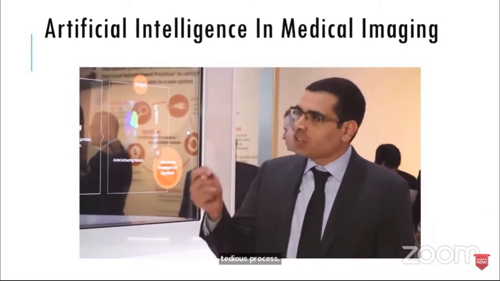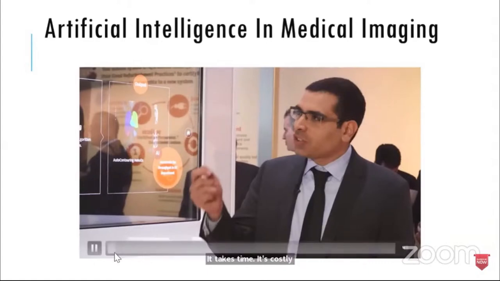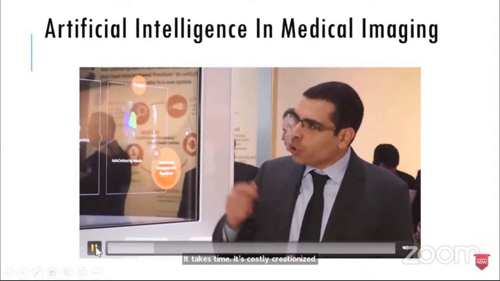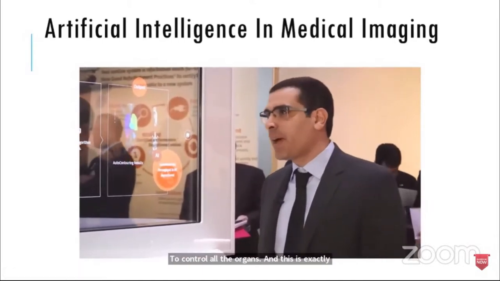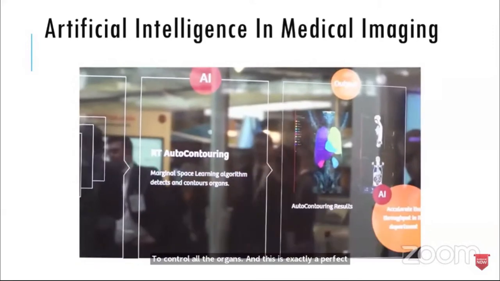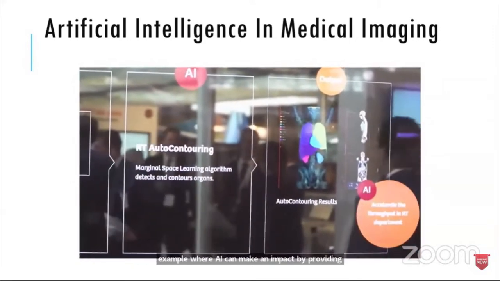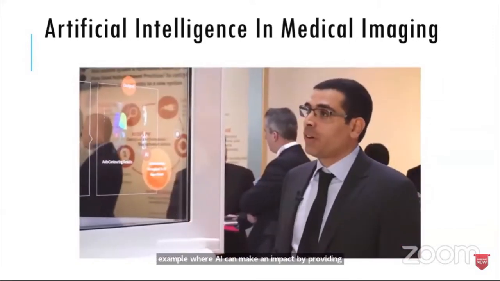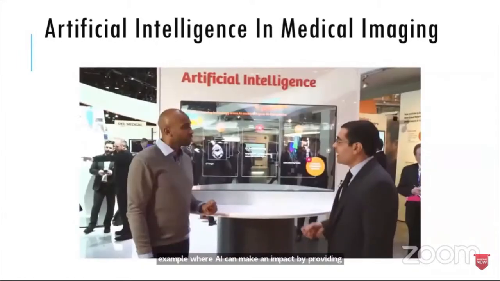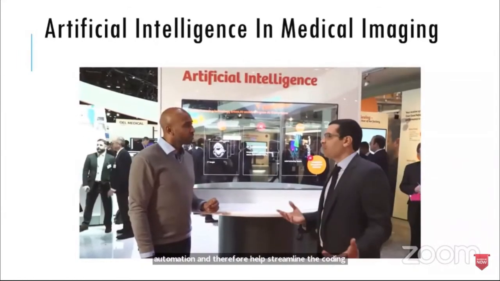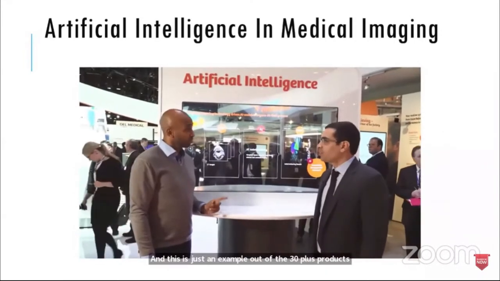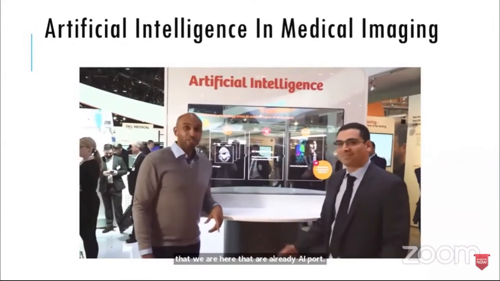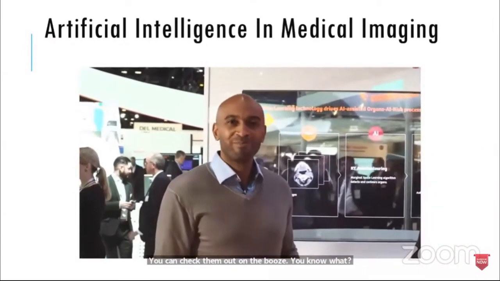The clinician has to contour all the organs. And this is exactly a perfect example where AI can make an impact by providing automation and therefore help streamline the contouring process and increase the throughput of radiotherapy sites. Okay. And this is just one example out of the 30-plus products that we have here that are already AI powered. You can check them out on the booth. You know what? That's an invitation. So why don't we do that? Let's go check them out.